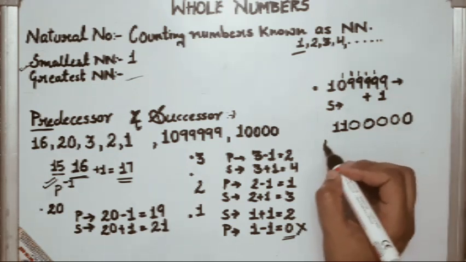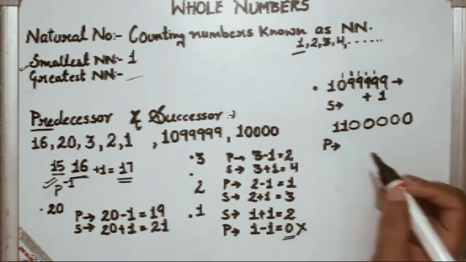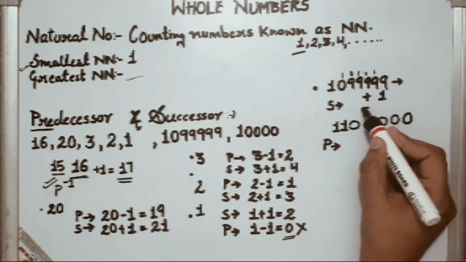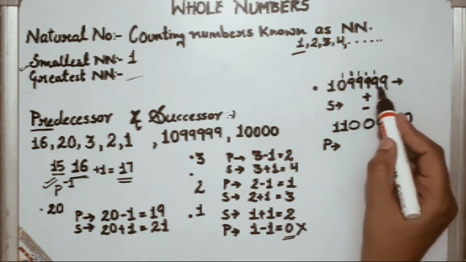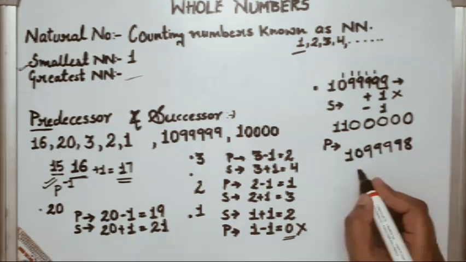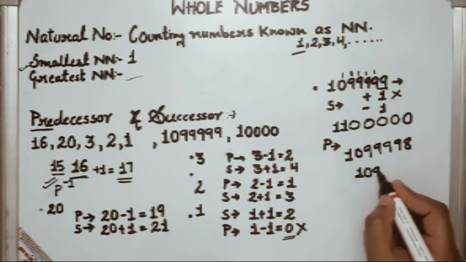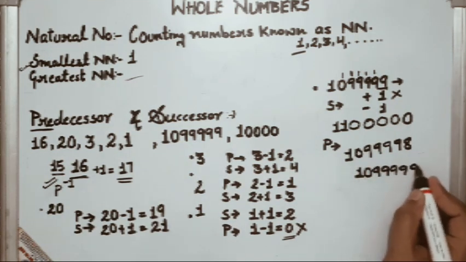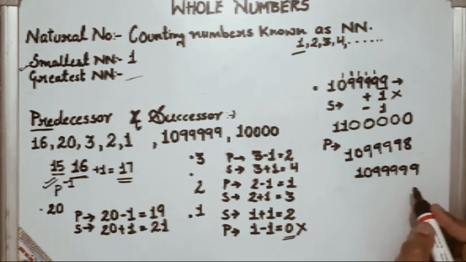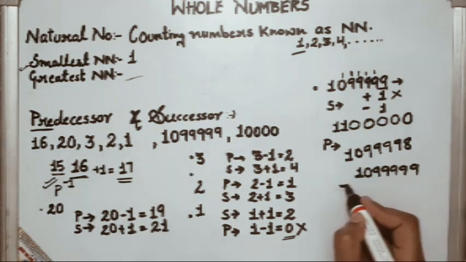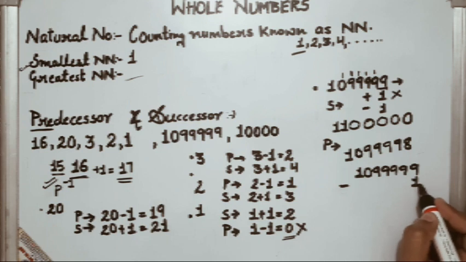Now let us learn about its predecessor. You just have to now subtract 1 from this number. Okay? Indeed. 1, 0, 1, 2, 3, 4, 5. Now you have to subtract 1 from it. Okay. Now minus. Here you have to write 1.